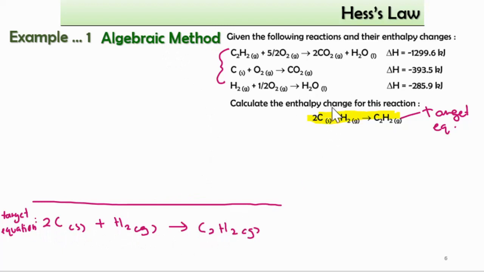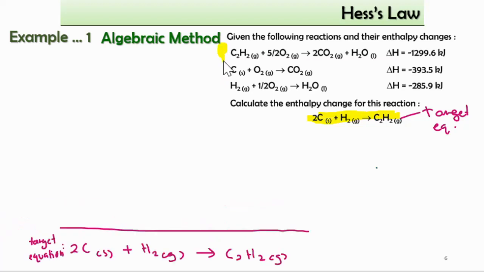So for example, if the question does not give you this equation, and asks you to calculate the enthalpy of formation for C2H2, you must come up with the equation. That is why it is very important for you to understand and memorize the definition of each enthalpy. And then all these three equations you will write here. So label them 1, 2 and 3, and then we will refer to this target equation.